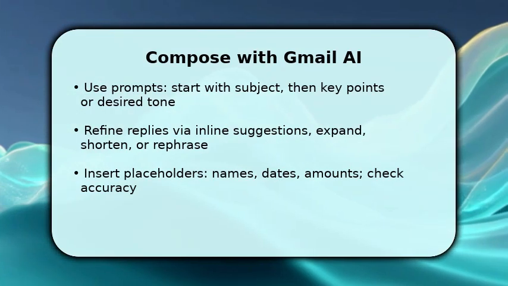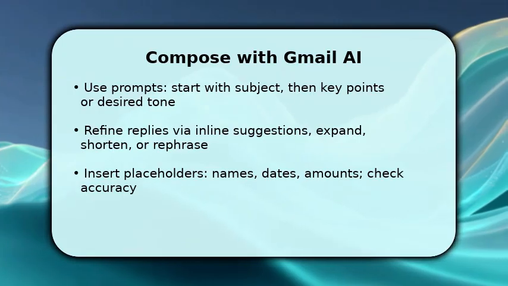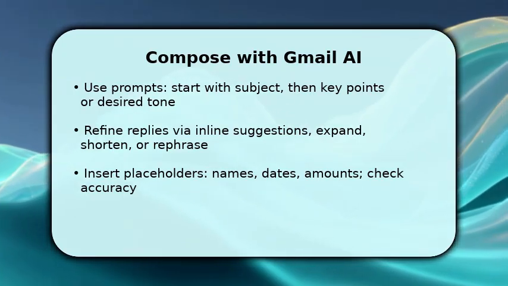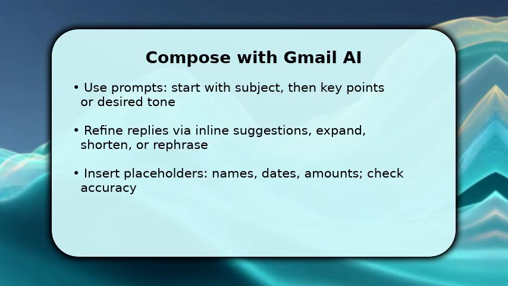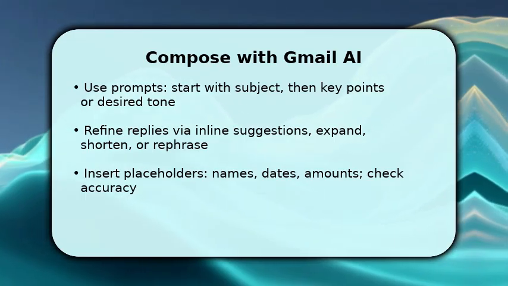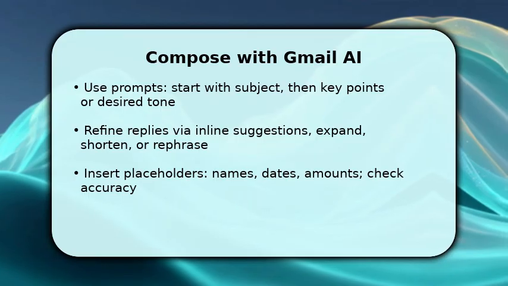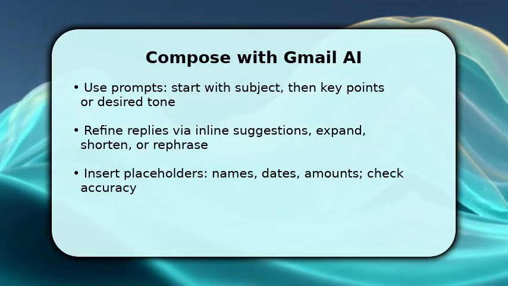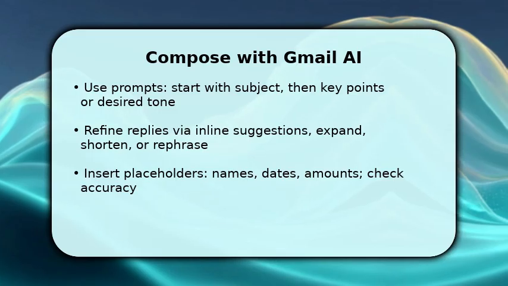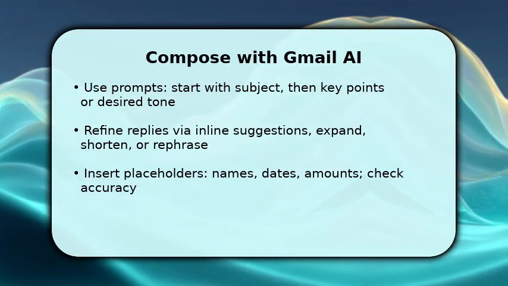Now you'll use Gmail AI to draft and refine messages. Begin a subject line and give a concise prompt in the body. List 3 key points or pick a tone like professional or casual. The AI builds on that. As suggestions appear, accept, expand, or ask for a shorter version, you can highlight text and request rephrasing for clarity.